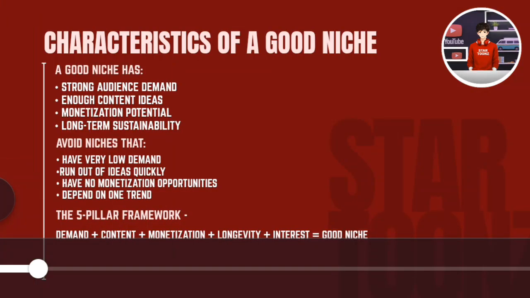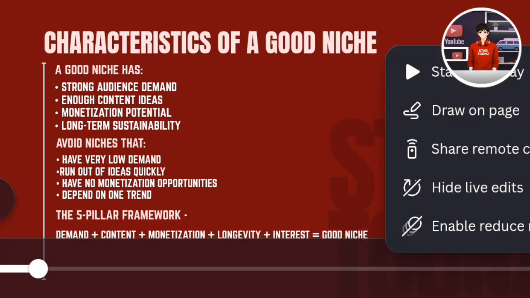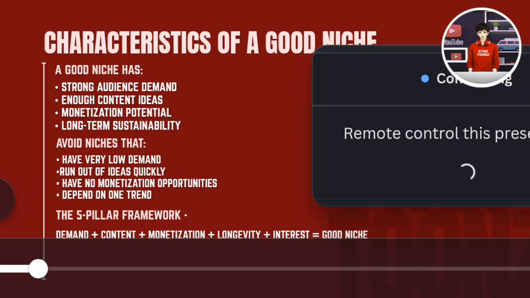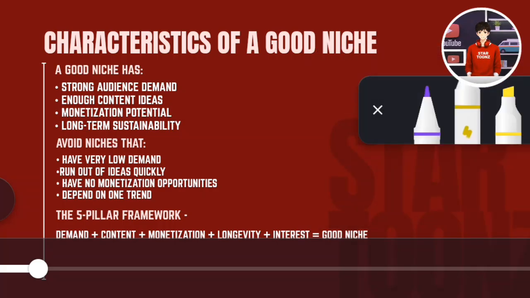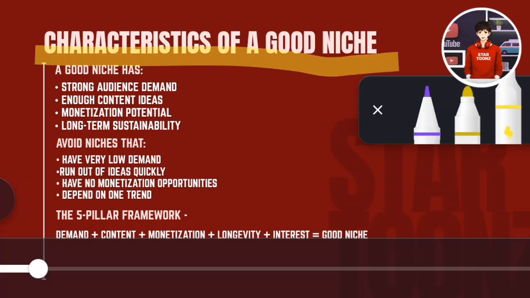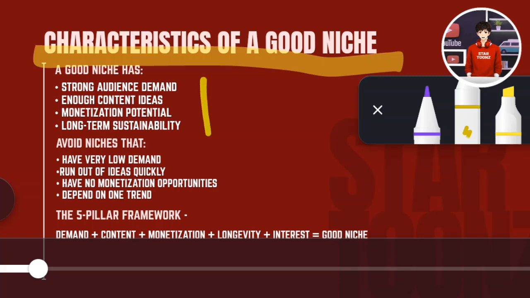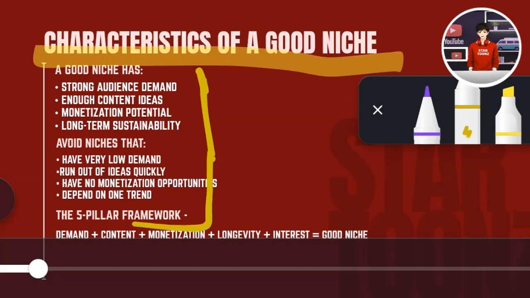Now we are entering one of the most important sections of this entire course. How do you know if a niche is actually good? Many beginners choose niches based on emotions. They see a successful channel. They see a screenshot of earnings. They get excited and immediately start copying. This is a mistake. Instead of asking, is this niche making money for someone else? You should ask, is this niche right for me?